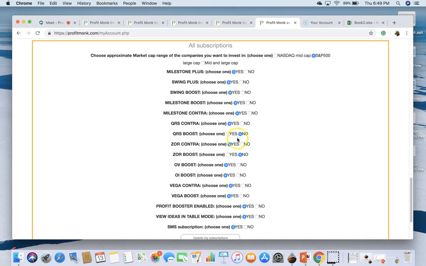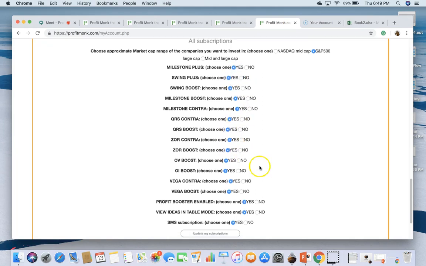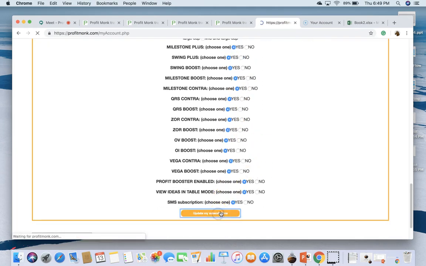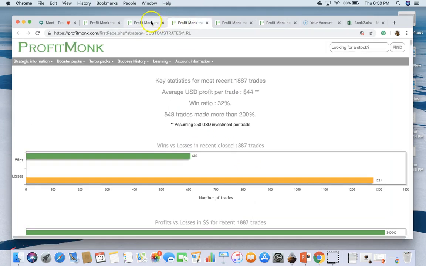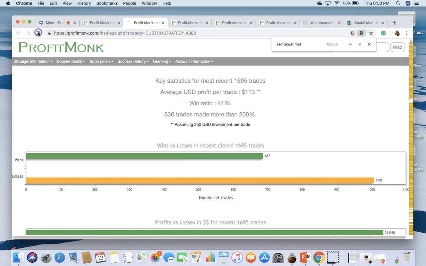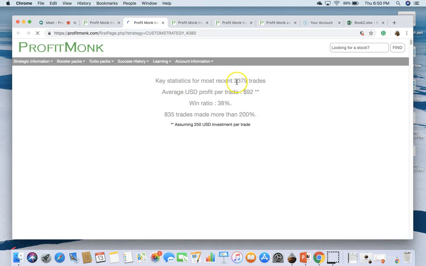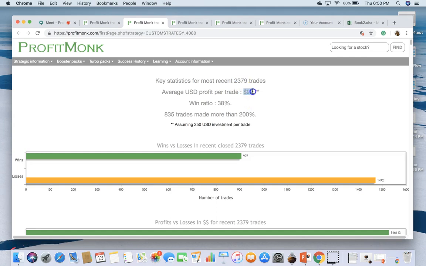easy, you make everything yes. So now everything is a yes. There is no selection here. So let's see what happens to our TP strategies. Okay, so this is what it does. Right now you're looking at 2,300 trades and your gains would be about $92 per trade. So this is how you begin.